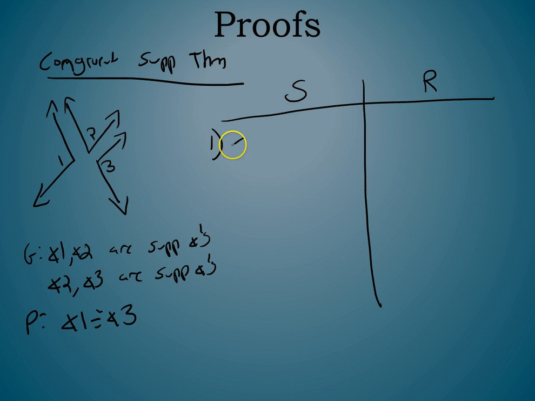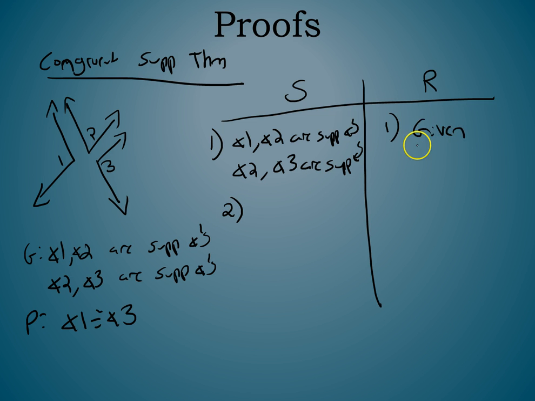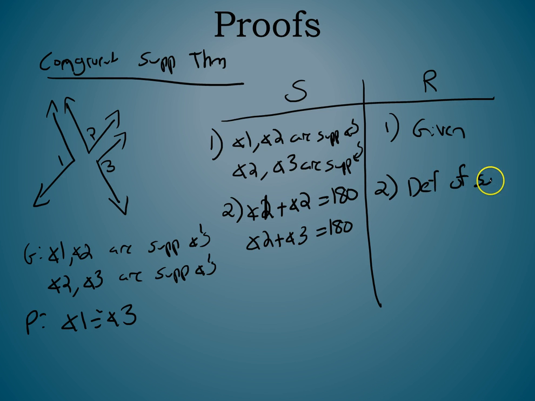So we'll start with our given statements. Angle 1 and 2 are supplementary. Angle 2 and 3 are also supplementary. Now, if angle 1 and 2 are supplementary angles, well, that means they have to add to 180. So angle 1 plus angle 2 equals 180. The same is also then true for angle 2 and 3. Angle 2 plus angle 3 is equal to 180. The reason why? These are definitions of supplementary angles. We're told they're supplementary in the given statement. What does that tell us? They have to add to be 180 degrees.